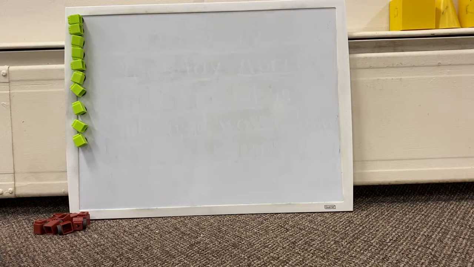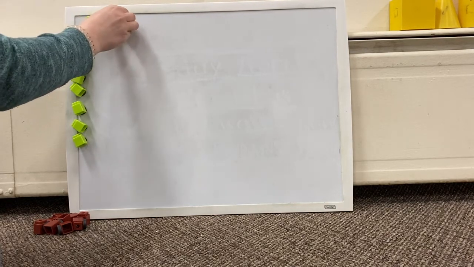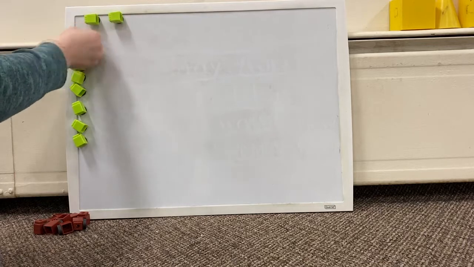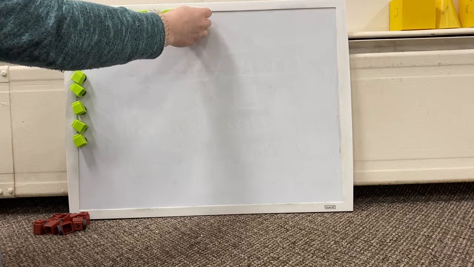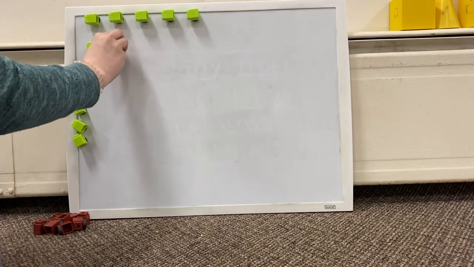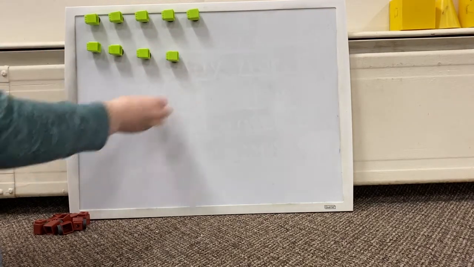All right, kiddos, let's build some teen numbers. The first thing I need to do is build a 10 because I know all teen numbers have a 10. Now, I like to make my 10 like a 10 frame, even if I don't have the 10 frame, because I think it's easier to organize. So I'm going to make a row of 5. 1, 2, 3, 4, 5, and then another row of 5. 1, 2, 3, 4, 5.